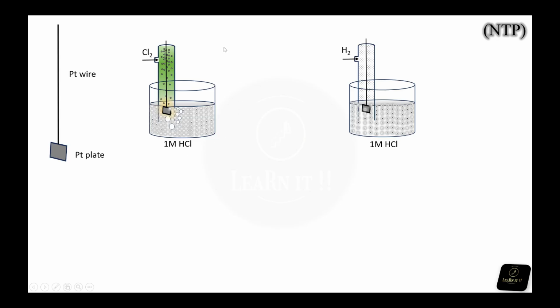Then what will happen with the chlorine? Whether it will be a cathode or an anode, that we will see. We know that chlorine is an electronegative element. So that's why chlorine will undergo reduction, and chlorine acts as a cathode.